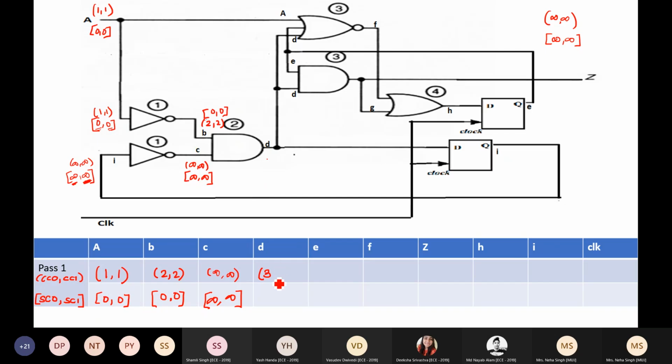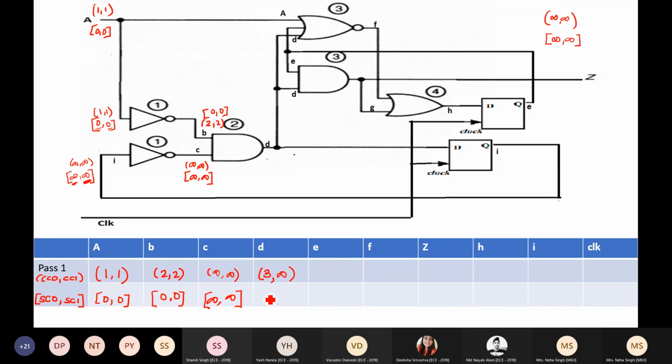What would be CC1? Infinity. CC1 means D का value 1 कब होगा? जब B और C दोनों 1 रहे. So I should add the CC1 for B plus CC1 for C plus 1. So CC1 for C is infinity. So everything goes to infinity. So I should get this CC1 as infinity.